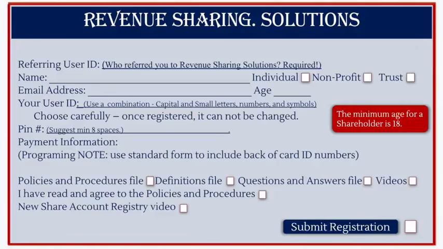So you have the name, email, user ID, any payment information that you want to put in, and just a programming note. We need to have the ID number on the back so that we don't get fraudulent stuff. Policies and procedures, files, definitions, all of this you just click on and you can make your changes, and then you submit the registration.